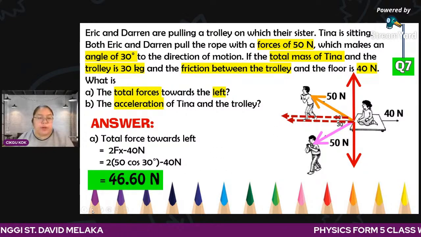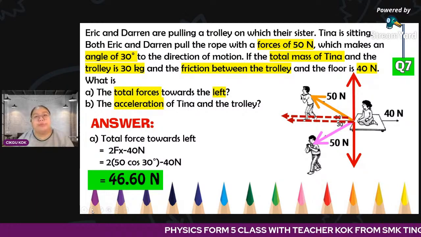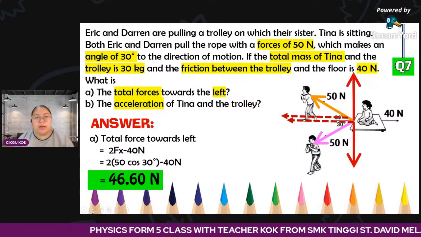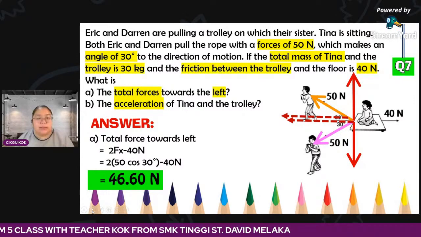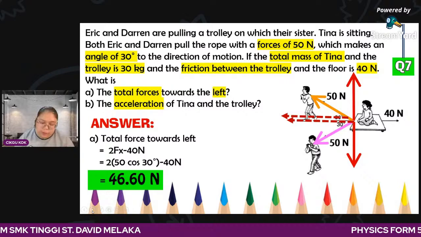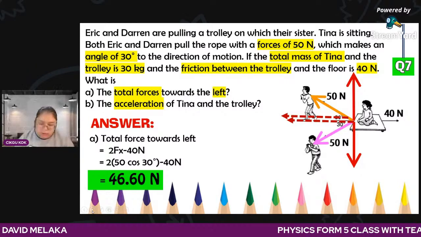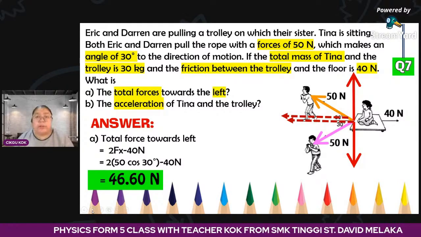So from here your answer is 46.6 Newton. Can you get it for part A or not? Make sure you can get the answer, and check my answer, is it correct or not? Because sometimes we make some mistakes and we don't know. Cos 30 times 2 minus 40. We checked already, 46.6.